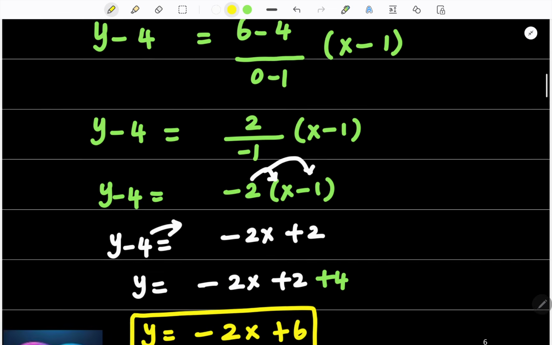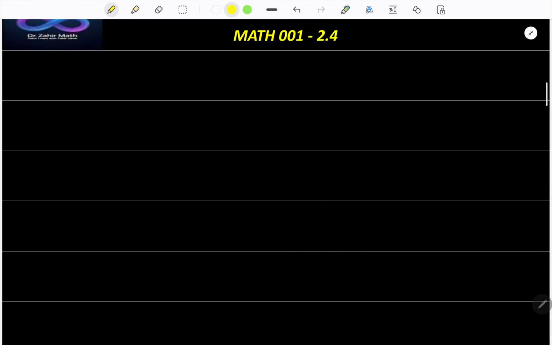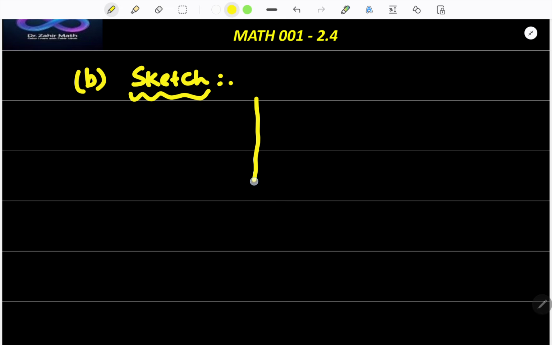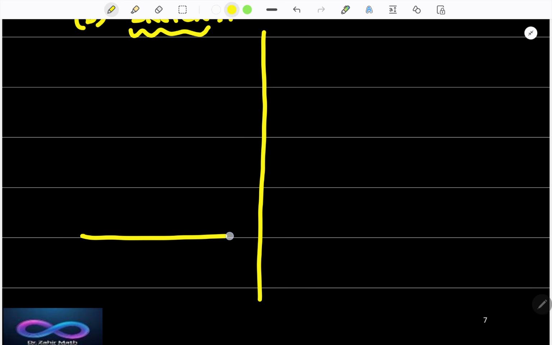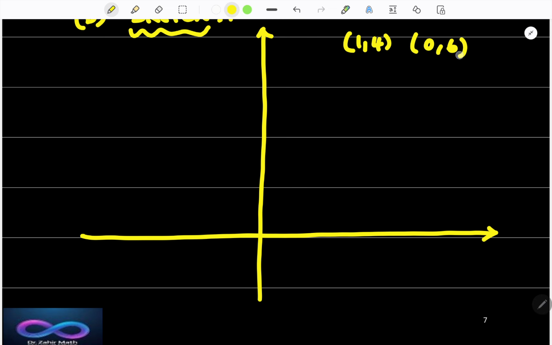Now we are going to the B question. What is your B question? The B question is sketch. Sketch is so easy when 2 points are given. This is your y-axis and this is your x-axis. Right. So what are the points given? 1, 4 and 0, 6.